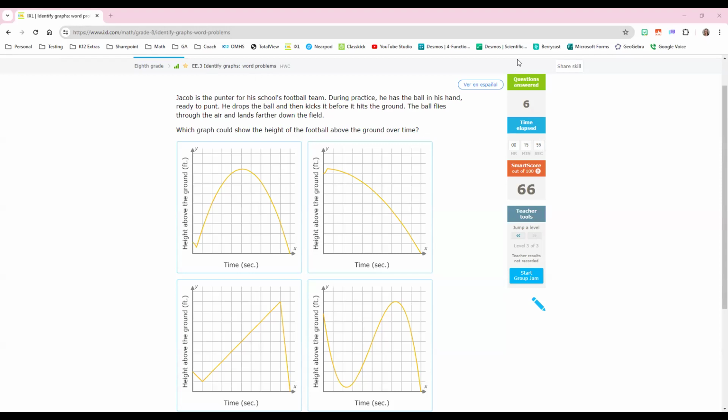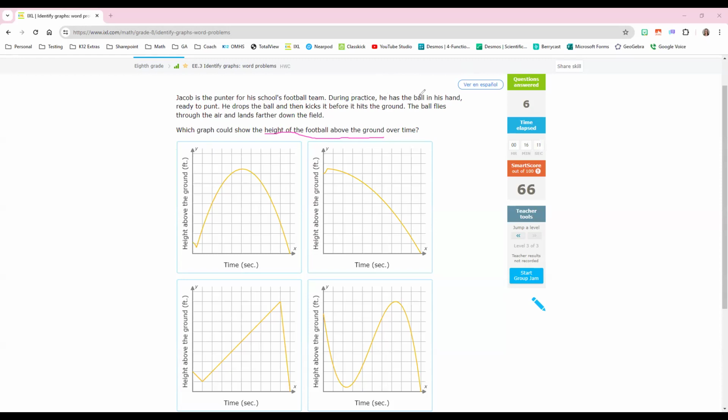Which graph could show the height of the football above the ground over time? All right, so if we look at this closely, we're wanting the height of the football above ground. So I have to keep that in mind. That's what we're tracking, the height of the football.